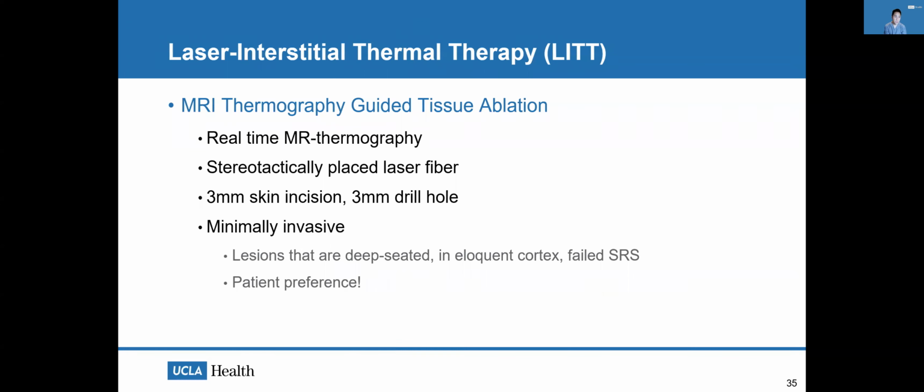This is done through a stereotactically or GPS guided laser fiber. We make a small incision, about 3 millimeters, with a 3 millimeter twist drill hole. And in doing so, we can place laser fibers into deep-seated lesions, into areas where we might not want to do a big surgery because it's eloquent and there are critical structures we want to avoid.